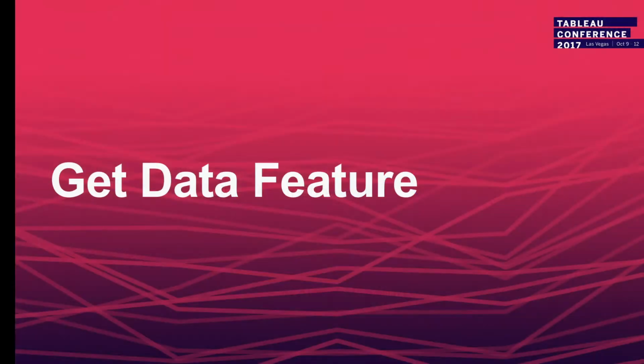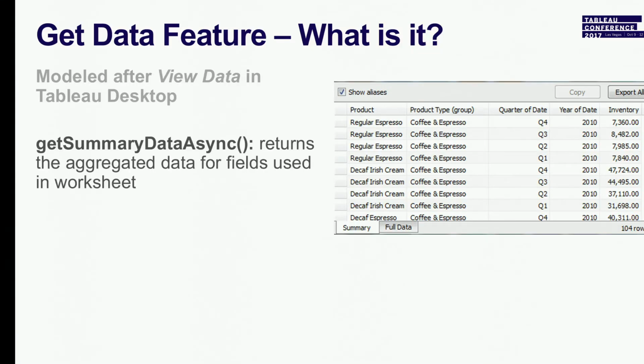Cool. Now, the next feature that I want to introduce is the get data feature. It's actually one of the most powerful features that we have in the JavaScript API. So what is this get data feature? It's modeled after the view data feature in Tableau Desktop. And as the name suggests, it allows you to programmatically grab data from an embedded instance of a Viz.